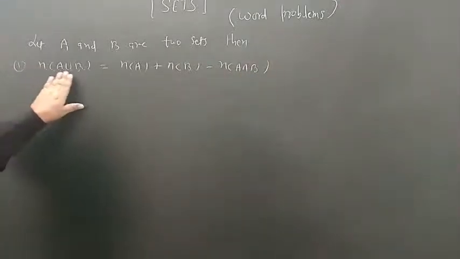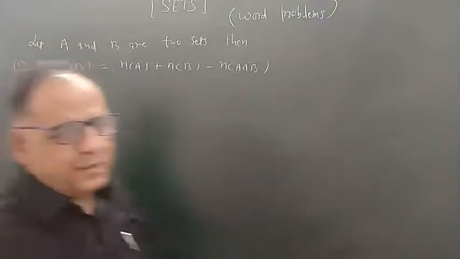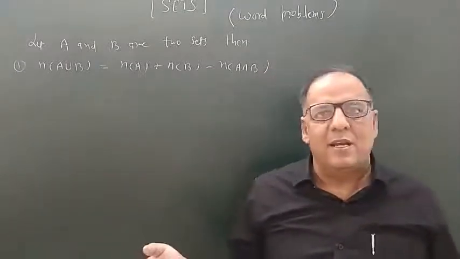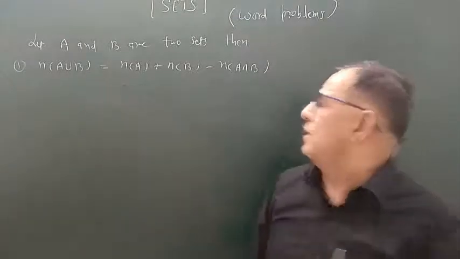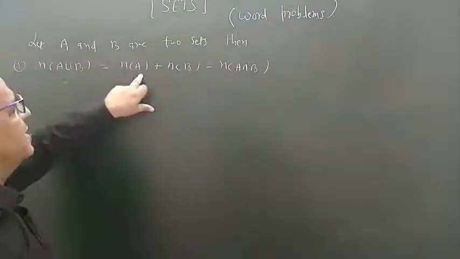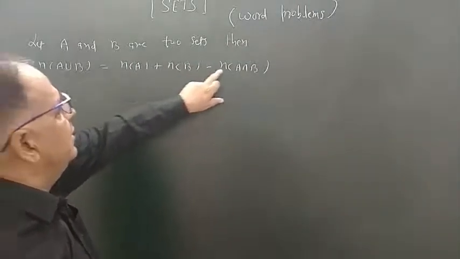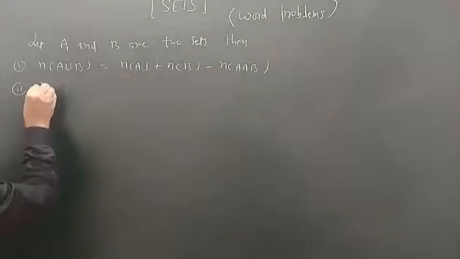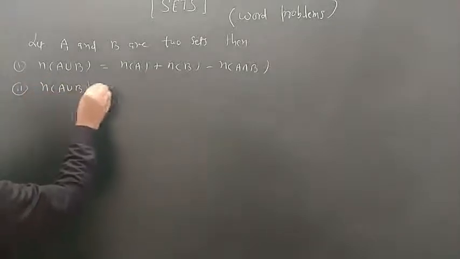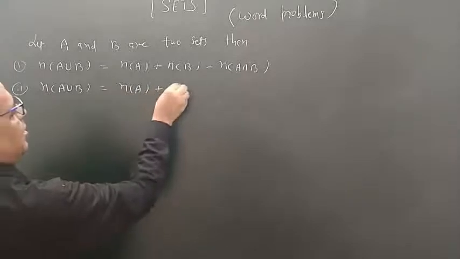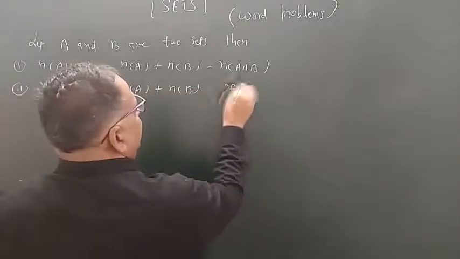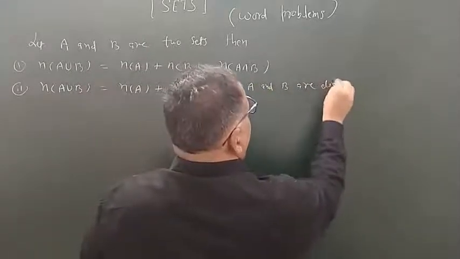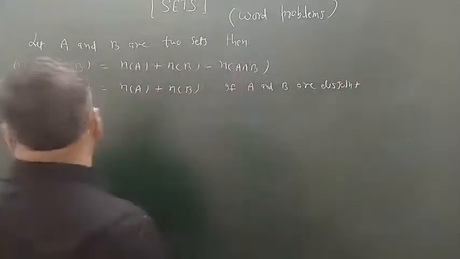Here n(A union B) represents the number of elements in set A union B, or the number of elements that contain at least A or B. Here n(A) is the number of elements in set A, n(B) is the number of elements in set B, and n(A intersection B) is the number of elements in set A intersection B. Second, n(A union B) is equal to n(A) plus n(B) if A and B are disjoint.